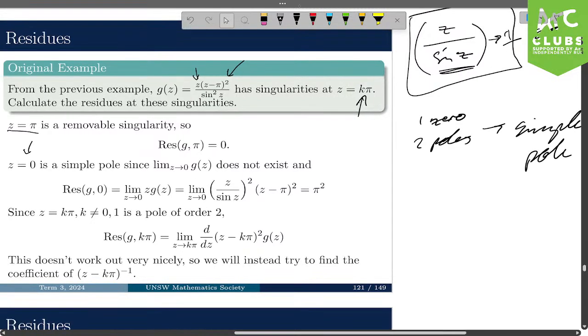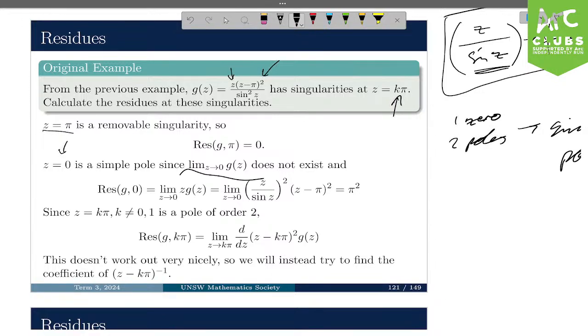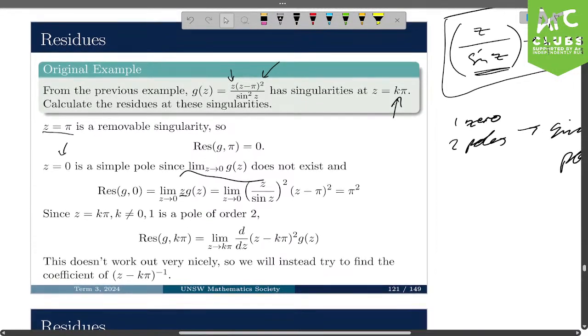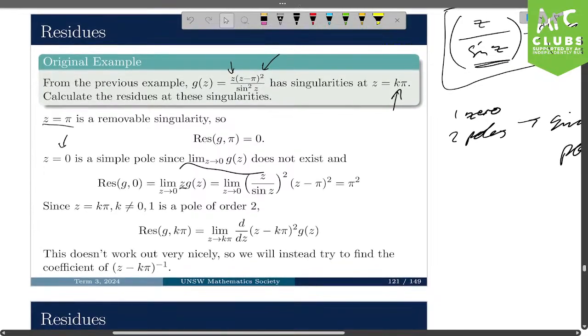Fantastic. We can do this a little bit more formally by just saying, oh, okay, the limit does not exist, but then when I multiply by z, the limit now exists. But quicker ways are better. So we multiply by the z. We determined it was a simple pole, so now we just follow through with the formula.